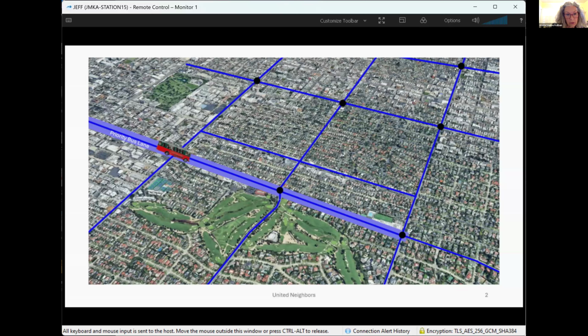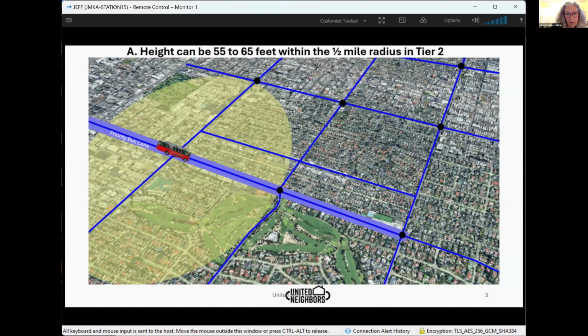with 20-minute headway. So here we illustrate what that radius looks like when it's generated. It goes into a lot of neighborhoods, and it allows 5 to 6 story apartments to appear by right anywhere within that circle.